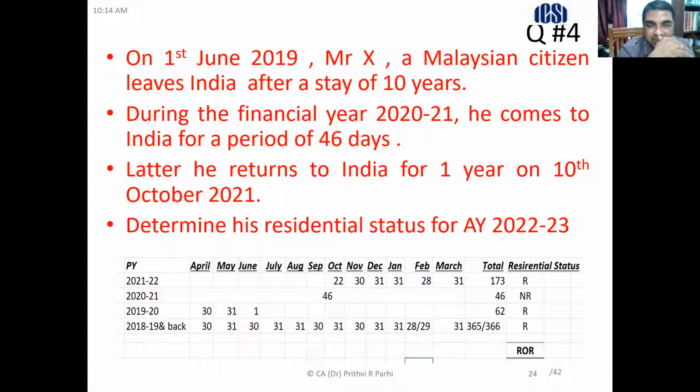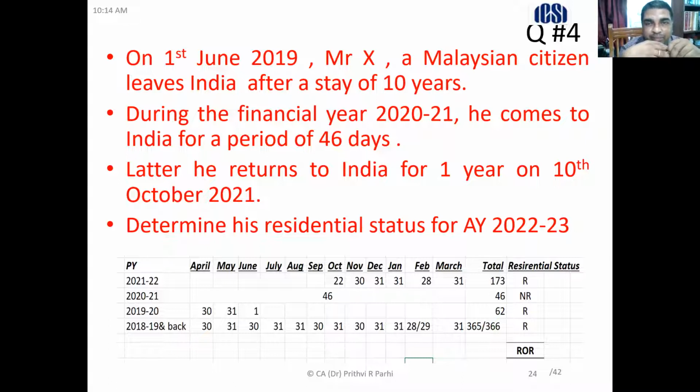On 10th October. So if you see October, he is staying for 22 days, November 30 days, December 31 days, January 31 days, February 28 days, March 31 days. Total 173 days. And the question says in 2021, how many days he has stayed? For 46 days. That is there in the question. And 1920, this data is available.